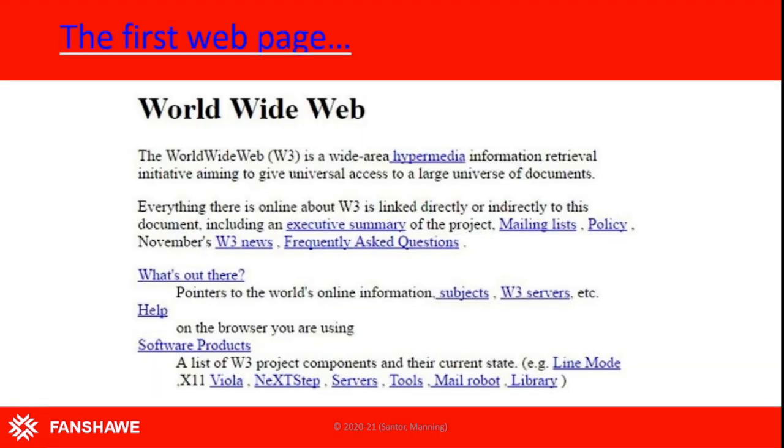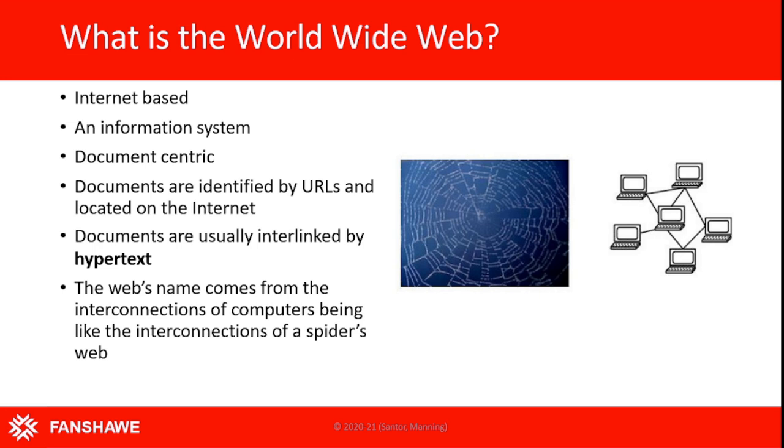All right, so let's look at the WWW. The World Wide Web is a wide area hyperlinked media, an information retrieval initiative aiming to give universal access to the large universe of documents. There is a very good explanation here. It talks about the WWW as an information system. It's document centric. There are a lot of documents in the WWW, and each of the documents is identified by a URL, and they could be located on the internet. They are connected to one another or interlinked, making use of hypertext.